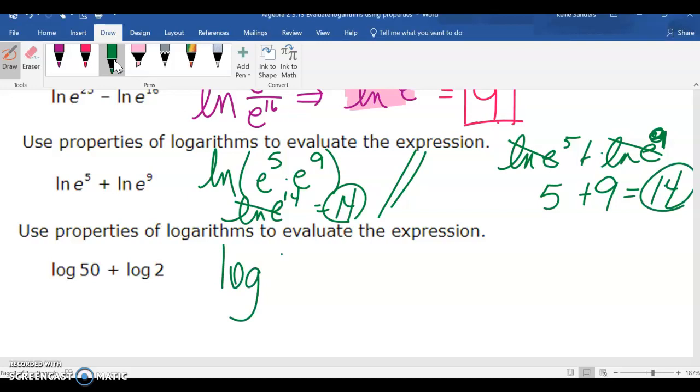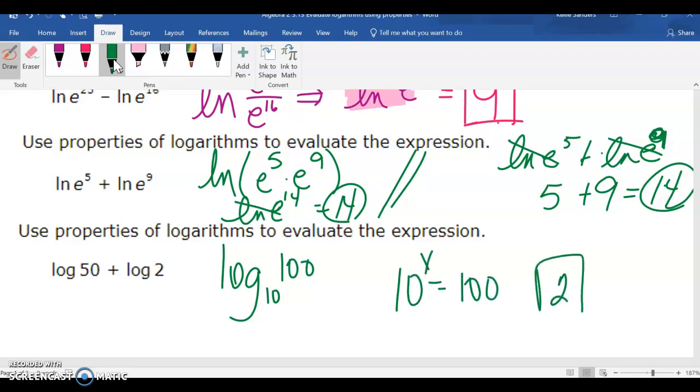We're going to multiply 50 and 2 and get 100. You do have a base, but you don't see it, which is 10. So 10 to the what will give you 100? 2.